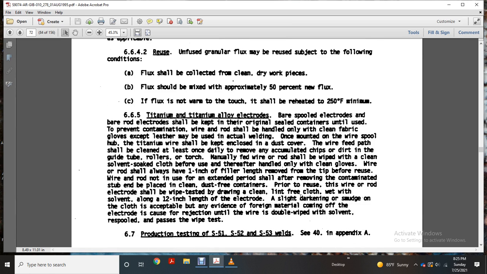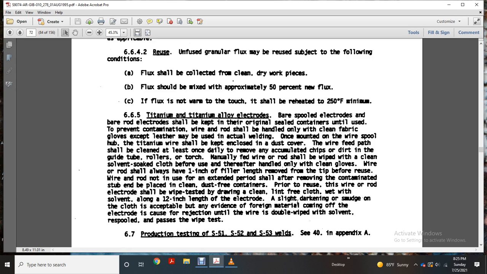Titanium and titanium alloy electrodes, bare spool electrodes, and bare rod electrodes should be kept in their original sealed containers until use to prevent contamination. Wire and rods should be handled only with clean fabric gloves, except that leather may be used once the wire is running on the spool during actual welding. The titanium wire should be kept enclosed with the dust cover. The wire feed path should be cleaned at least once daily to remove accumulated chips and dirt, and the guide tube and rollers checked by touch.